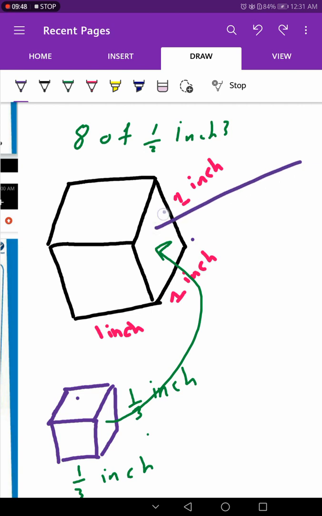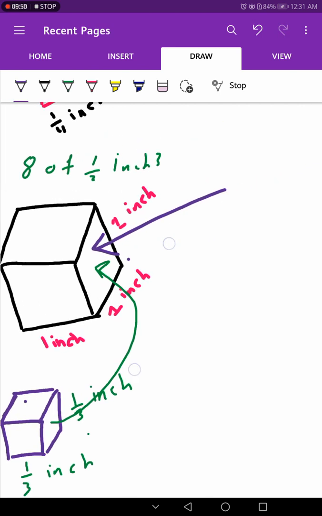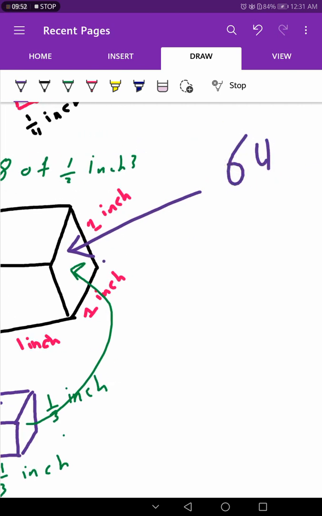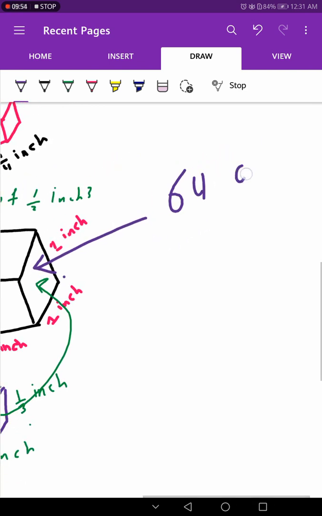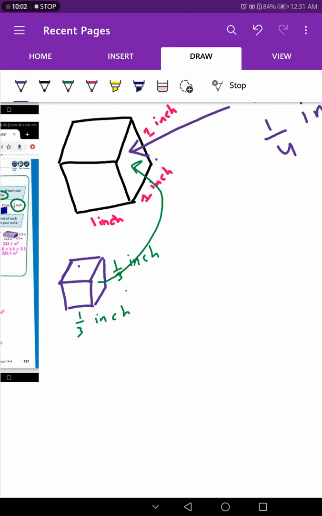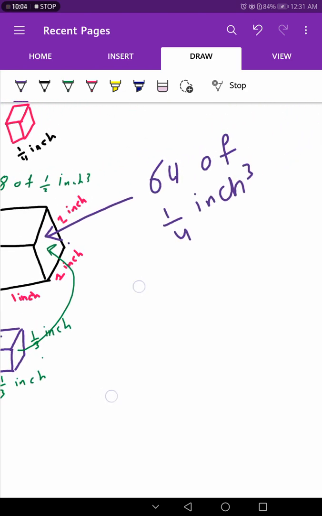The 1 inch cube can hold 64 of 1/4 inch cube. Okay, how do we get the 64? We just multiply the 4 by the 4 by the 4, three times.